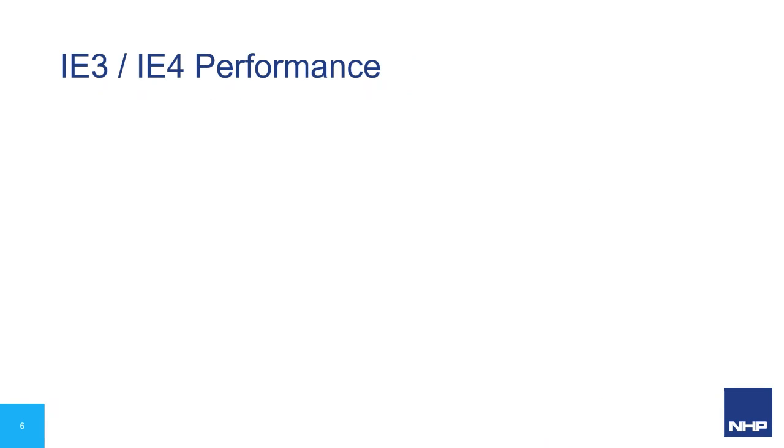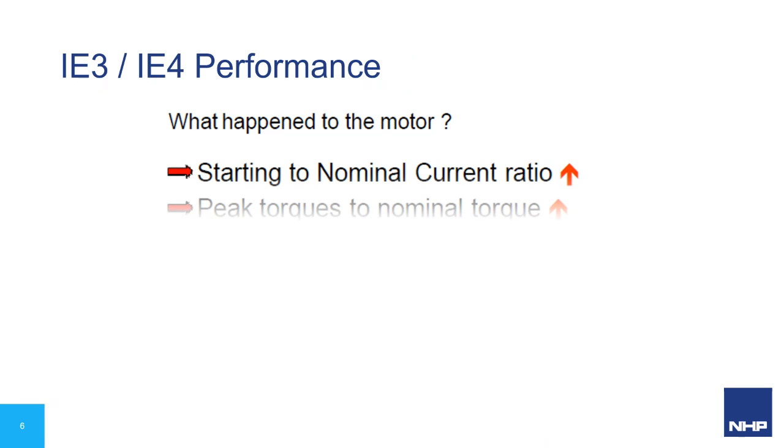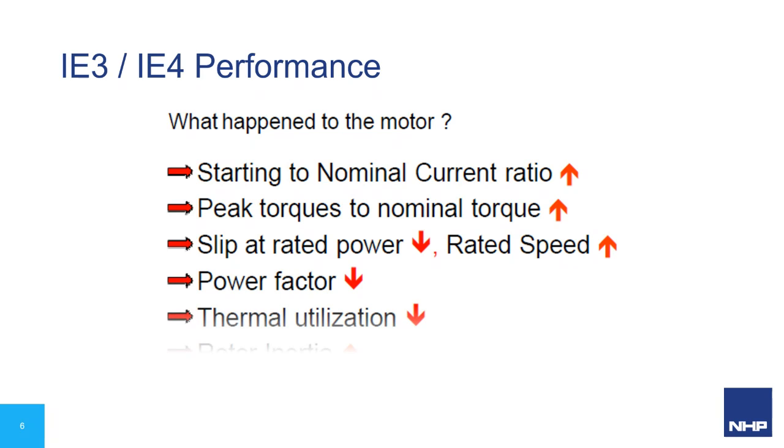So what happened as a result of the new design of these motors? Well, starting currents to nominal full load current ratio increased. Peak torques compared to nominal torques increased. Slip at rated power decreased, making the rated power delivery closer to synchronous speed. Power factor at the rated power decreased.